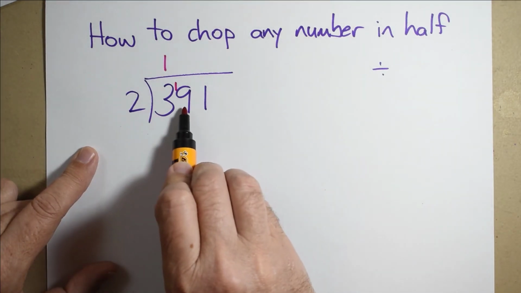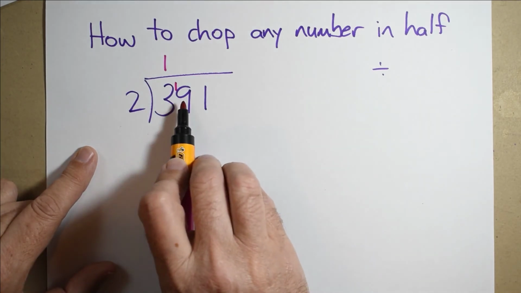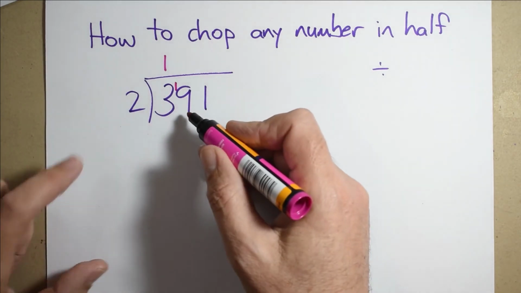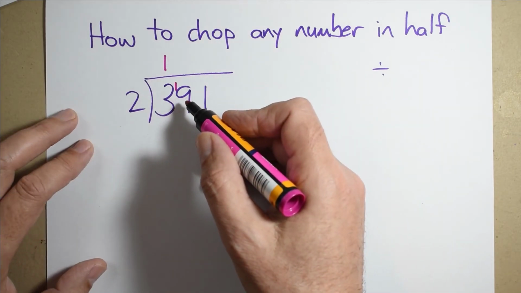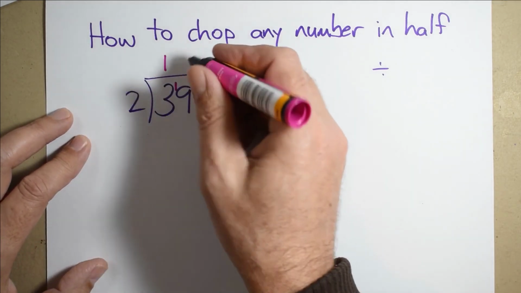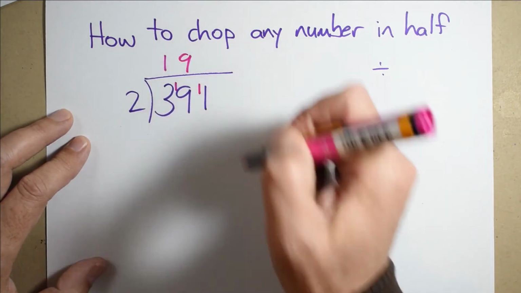Now I'm looking at 19 tens. How many times does 2 fit into 19? We always go slightly under to get our answer, so it would be 18. How many times does 2 fit into 18? 9 times. I've got 1 left over.